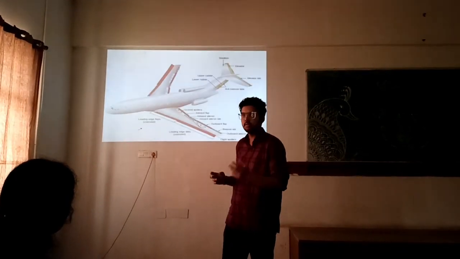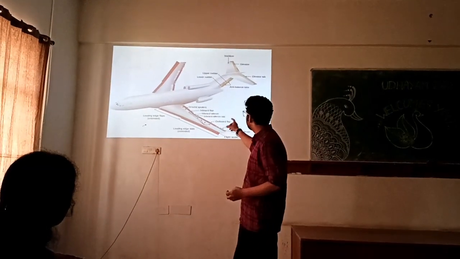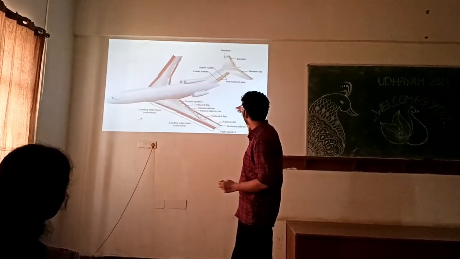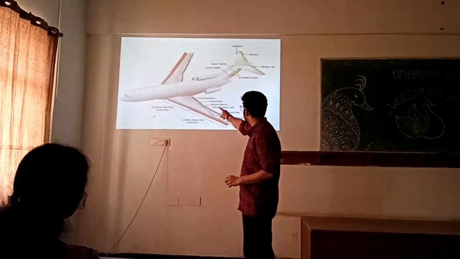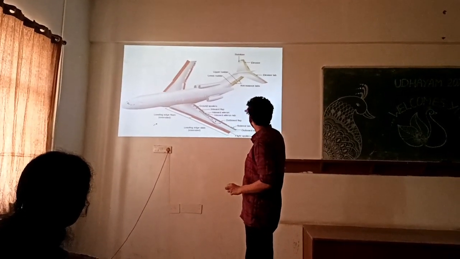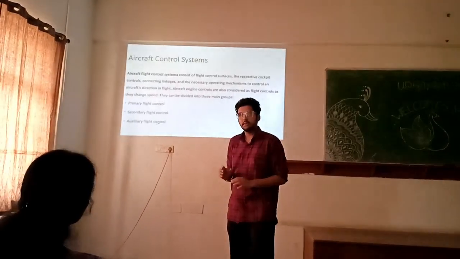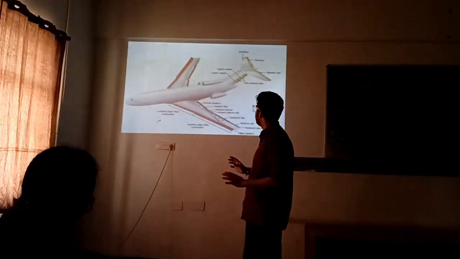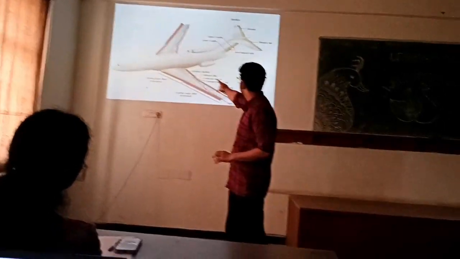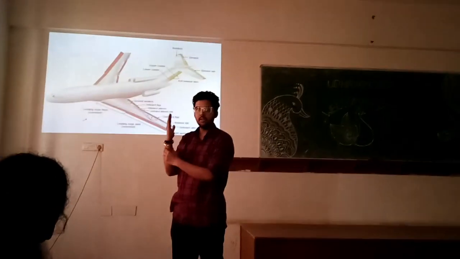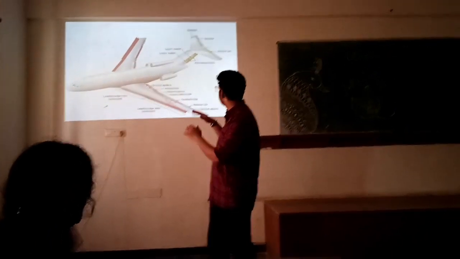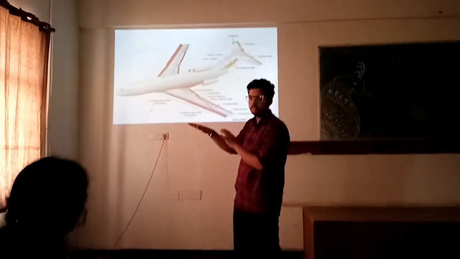Next slide, please. So in the aircraft, this is the leading edge and that is the trailing edge. Here you can see that there are flaps, ailerons, elevators, and rudders. These are all control surfaces. The main control surfaces are ailerons and rudders. The rudder is on the vertical stabilizer, and the elevator is on the horizontal stabilizer.